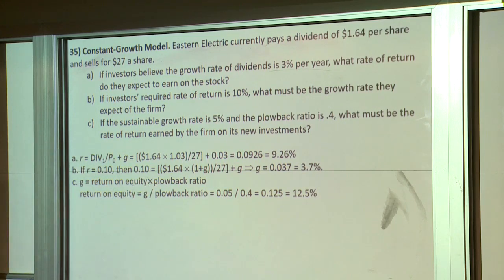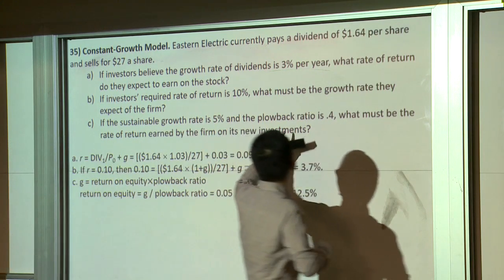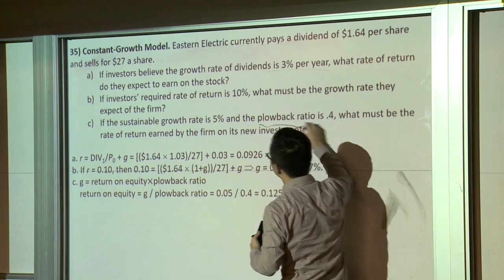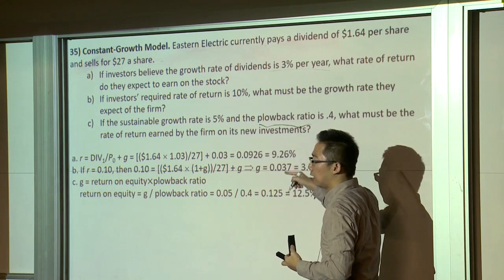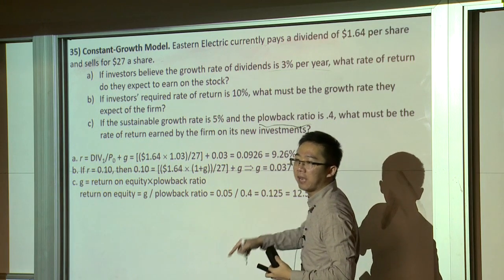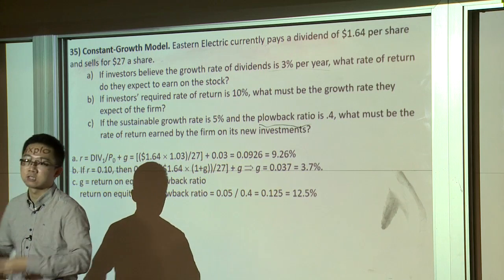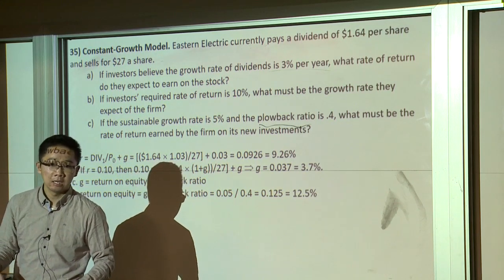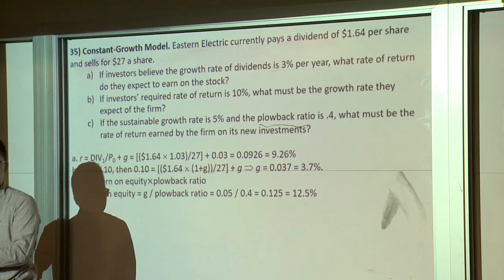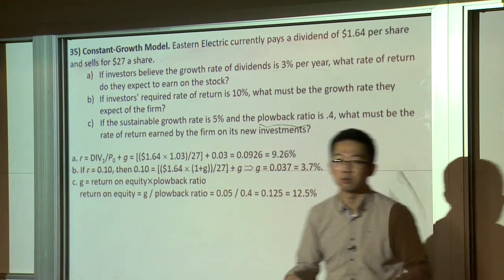Okay? Good. So C, if the sustainable growth rate is 5% and the plowback ratio is 0.4, what is the plowback ratio? How much you're investing back into the company itself. It is equal to 1 minus the dividend payout ratio. Plowback ratio is the fraction of earnings in that year that is reinvested into your business. It is equal to 1 minus payout ratio. The payout ratio is the fraction of income or earnings that you pay to your stockholders.